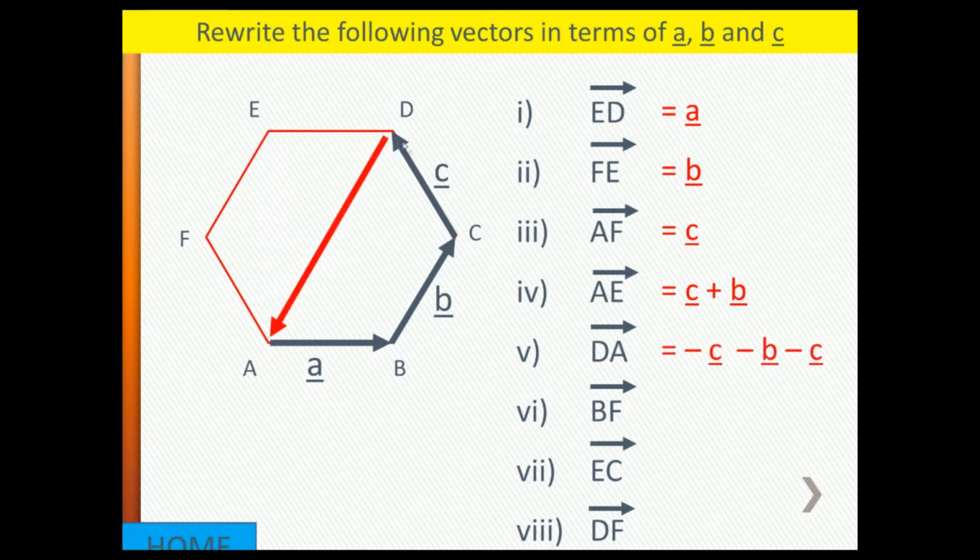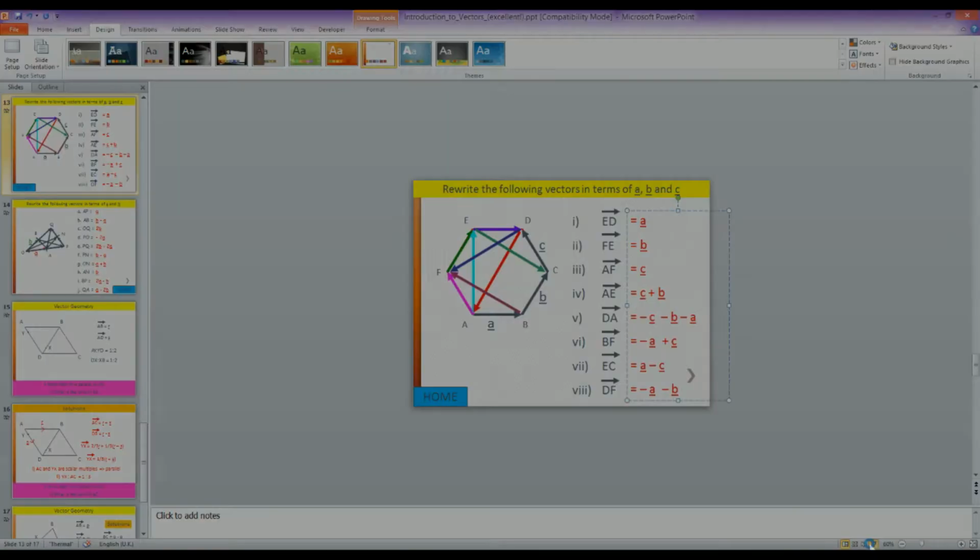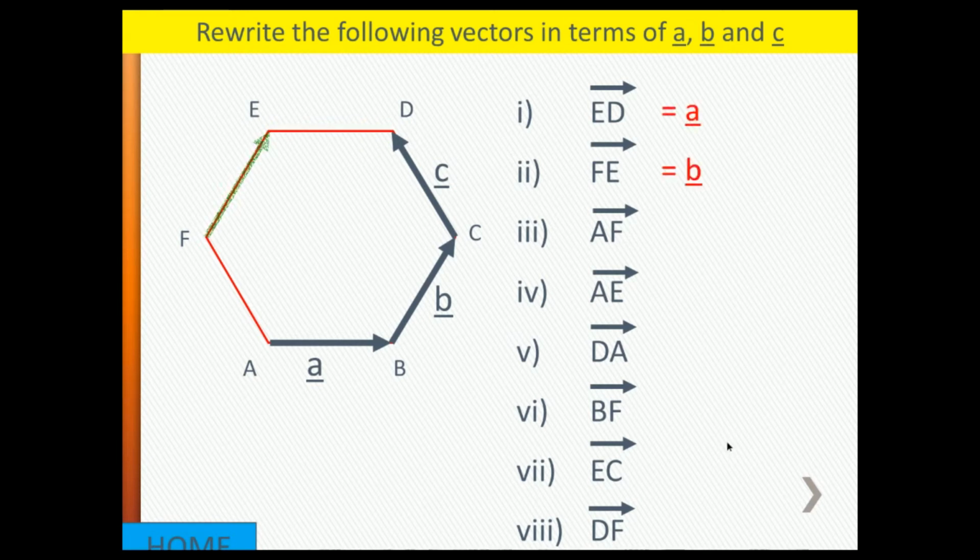DA is, careful, now DA we probably would take, we can go either way, right? But we can go that way, that way, that way. So if we travel that way, it's against that vector, so it's minus c and minus b, and that should be minus a at the end. So it's minus c minus b minus a.